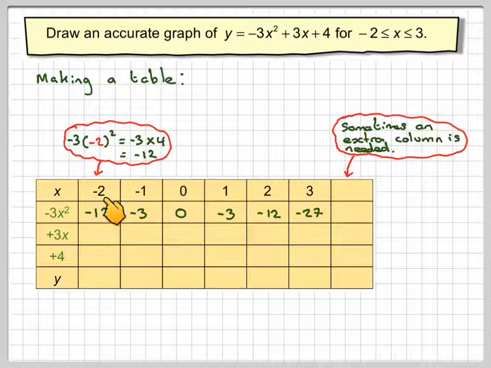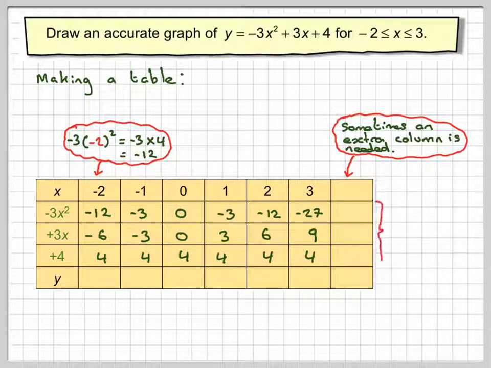In this cell here we do minus 2 times plus 3, which makes minus 6. Minus 1 times plus 3 makes minus 3. 0 times 3 gives you 0. And then 1 times 3 gives you 3. 2 times 3 gives you 6. And 3 times 3 gives you 9. Then to these, in order to work out the end, we're just going to add 4 to each of these. So this will be a row of 4s. And then what we need to do now is add up these bits here.